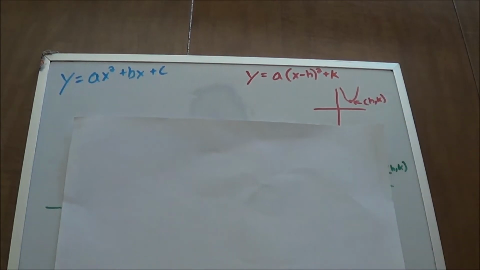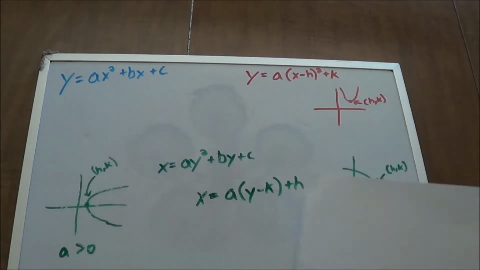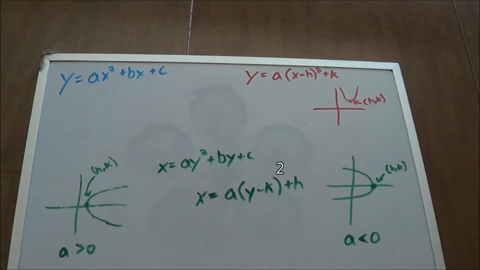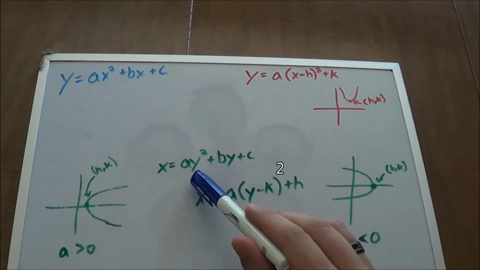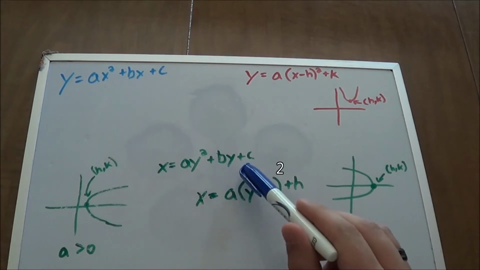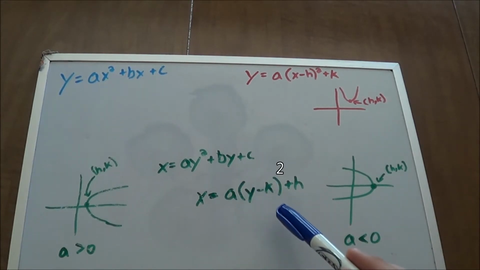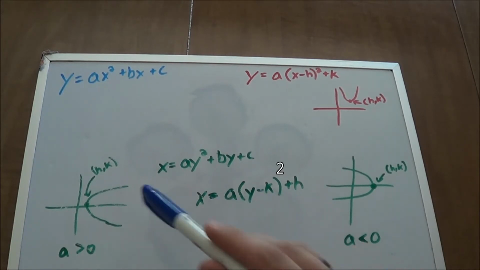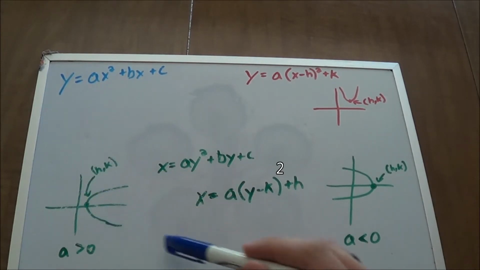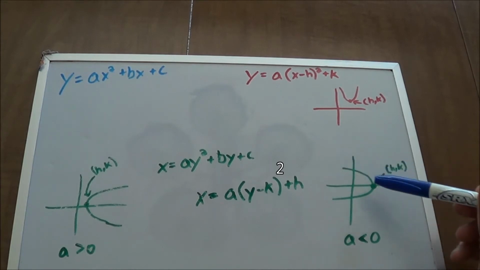Also, sleeping parabolas, or parabolas that open up horizontally, have the equations x equals ay squared plus by plus c, and x equals a times (y minus k) squared plus h. They open to the right if a is positive, and open to the left if a is negative. A lot of the work you do with conic sections is identifying which of the four types the equation is. That is, a parabola, circle, ellipse, hyperbola, one of those four.